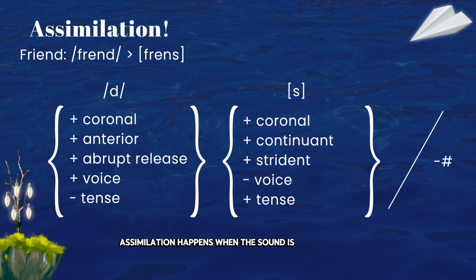Now, let's discuss the assimilation process observed in the participant's speech. Assimilation happens when the sound is influenced by another sound nearby, often to make pronunciation easier. In this case, the participant pronounced fan as fans, where the sound of the changed to become the sound of S. Here I already show you guys about the distinctive features of the sound of the and S. The distinctive feature of the is plus coronal, plus anterior, plus abrupt release, plus voice, and minus tense. For the sound of S, the distinctive features are plus coronal, plus continent, plus strident, minus voice, and plus tense. This happens simply just because it is influenced by the neighboring sound of S in the word of so.